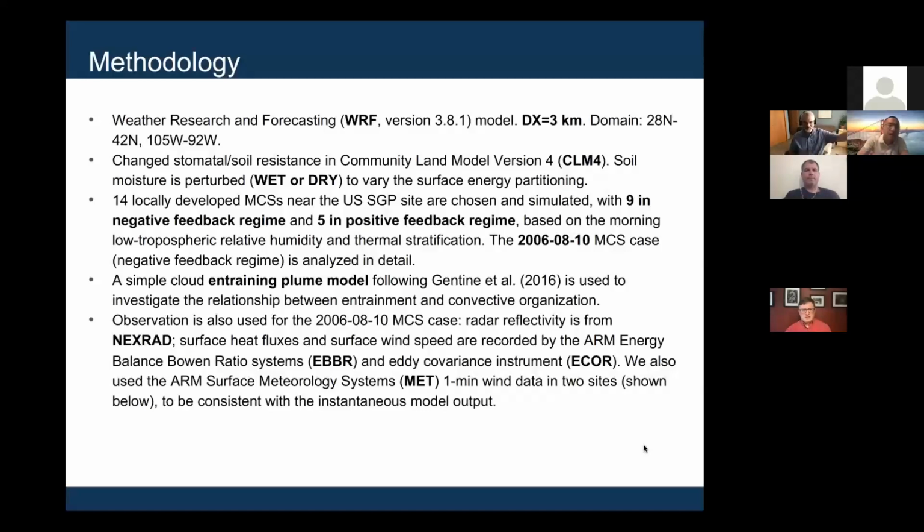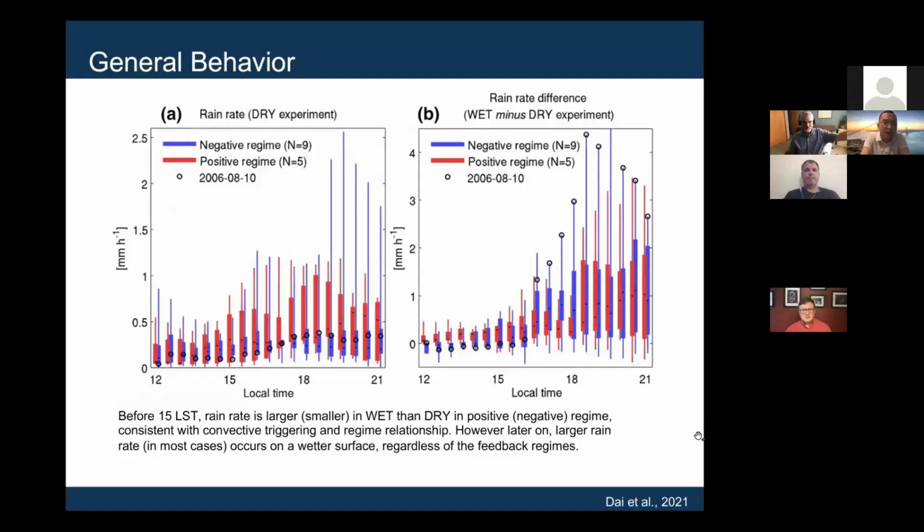So this is the general behavior of all the experiments. The left is the dry experiment. The blue shading is the negative regime experiments, and the red shading is the positive feedback experiments. We can find that in this dry experiment, the rain rate is quite small overall. What is interesting is the right panel, which shows the rain rate difference between wet and the dry experiment.